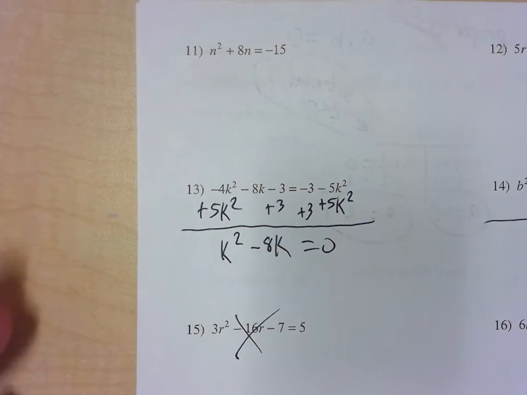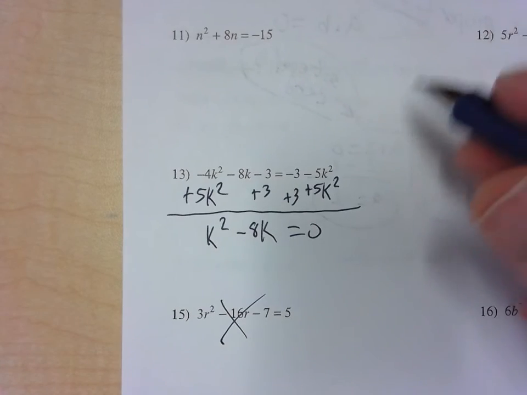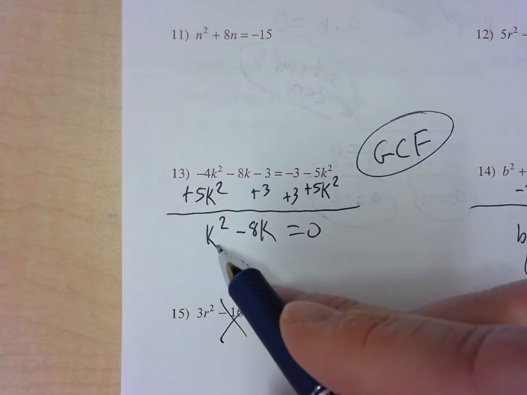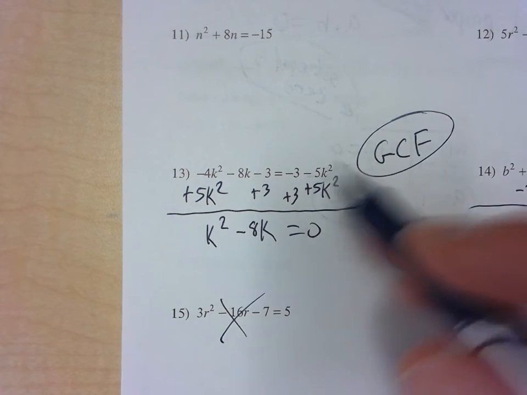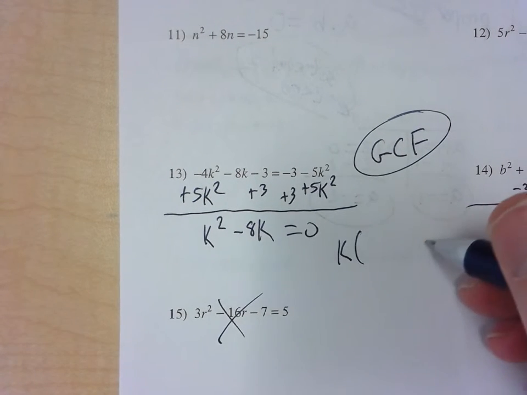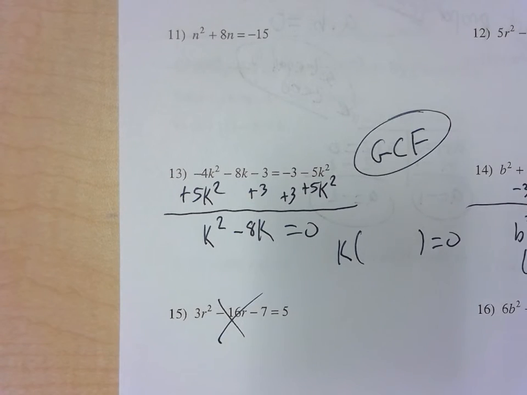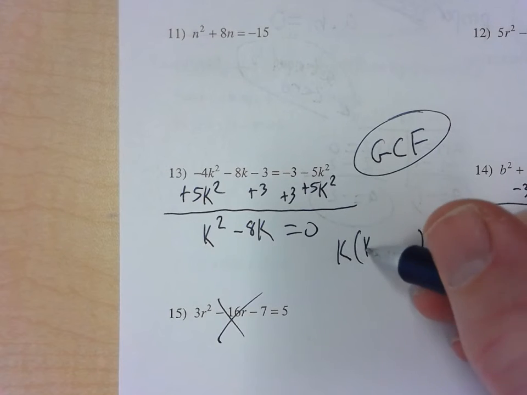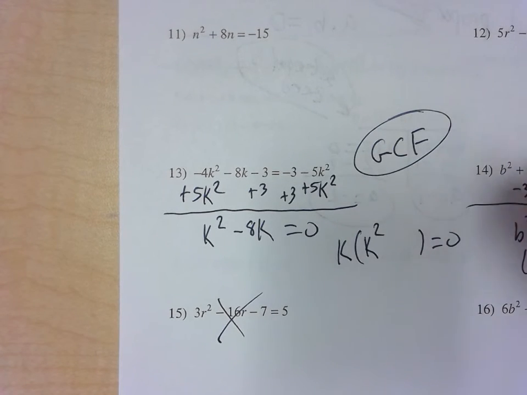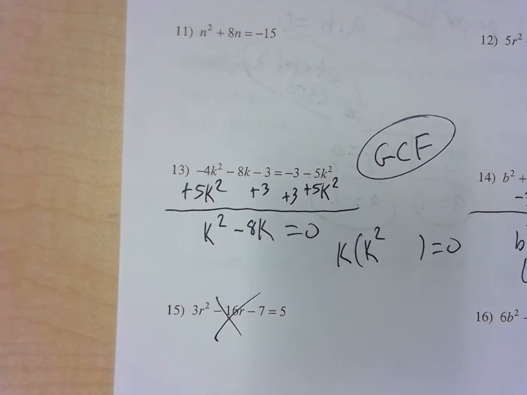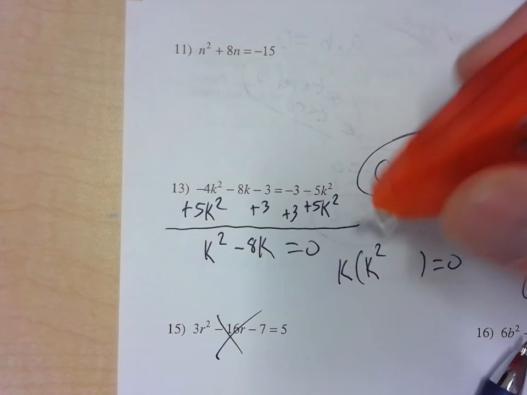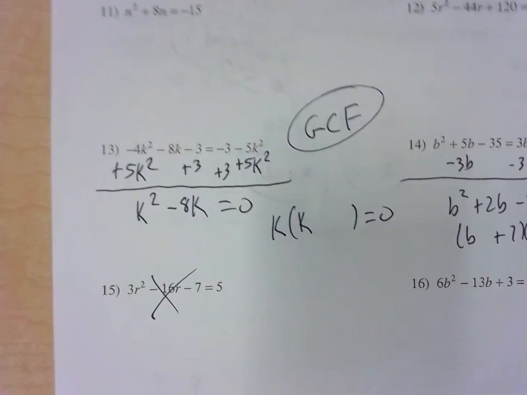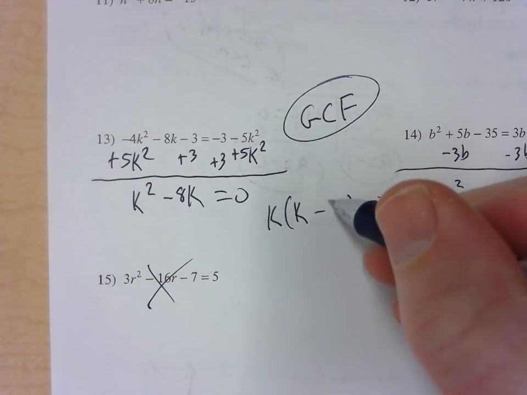So you're like, okay, well, how do I factor that? Well, what's the first thing you're always supposed to look for? GCF, greatest common factor. Well, here, the GCF is k. So k comes out to the front. So k times something makes k squared. Oh, whoops, not k squared. My bad. k times k makes k squared, so there's no squared there. And then I need a negative 8.